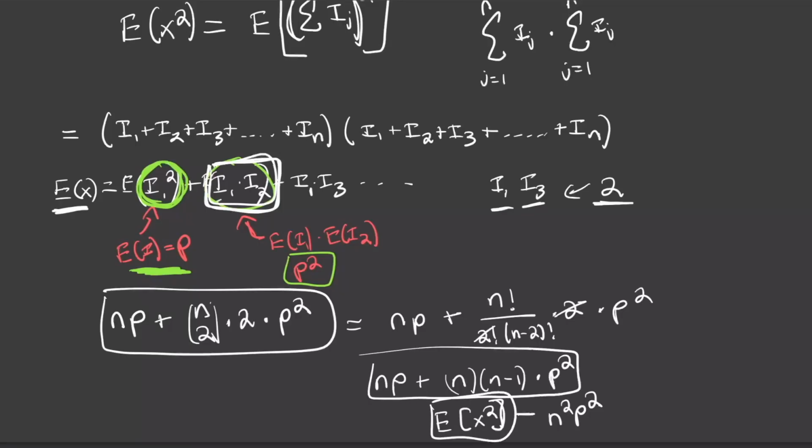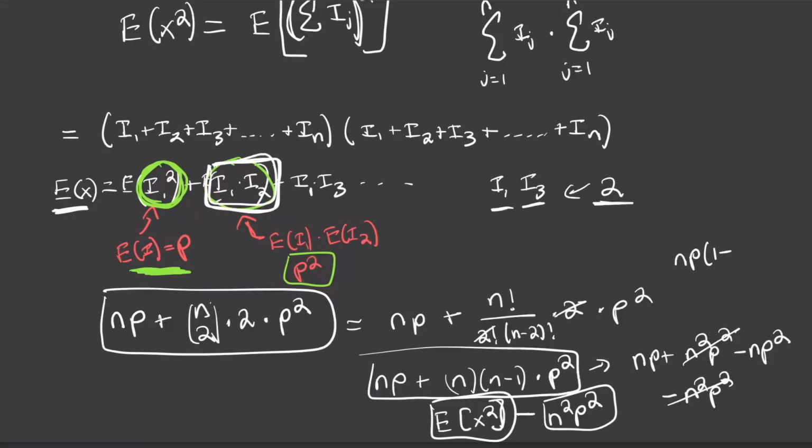This is the expected value of x squared. We're going to simplify this. We're going to get np plus n squared p squared, and then we're going to have minus n times p squared, and we need to subtract off this term to get the variance, so we subtract off n squared p squared. You can see this is going to cancel here. And we're left with np minus np squared. We can factor out an np, and we get np times 1 minus p, which again is the variance.